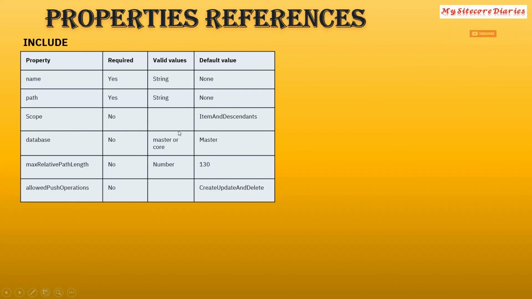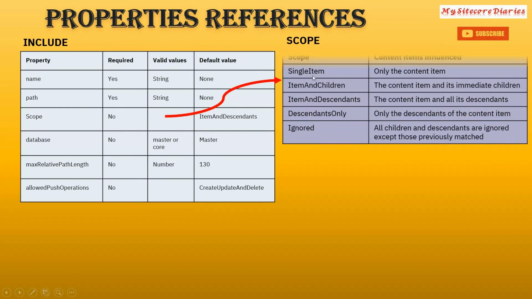So let's see what scope is. There are 5 options in the scope. If you give single item, it will only serialize the content item. If you give item and children, it will serialize the item and its immediate children. Item and descendant will serialize the content item and all its descendant items. If you give descendant only, it will only serialize the descendant items. Ignore, it will ignore it.